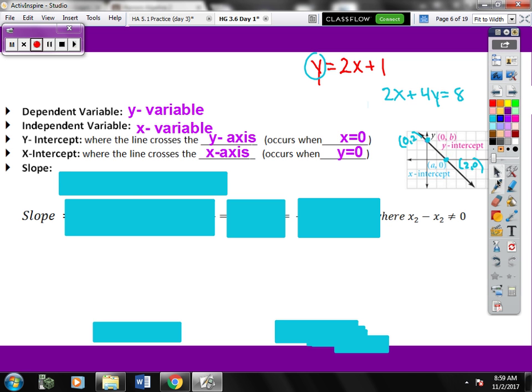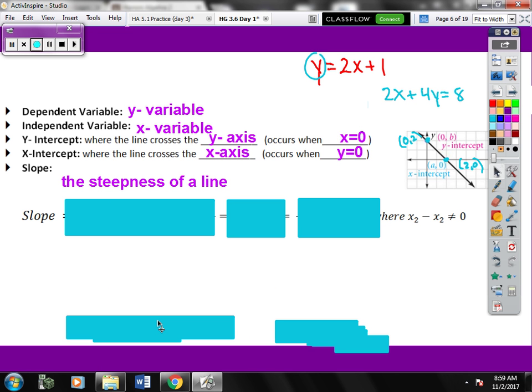Slope we saw in your homework. The formal definition in our book says the steepness of a line, but it's also known as the rate of change.